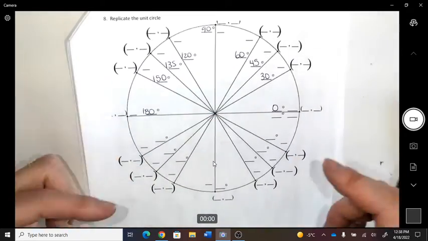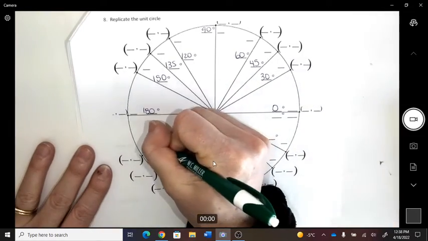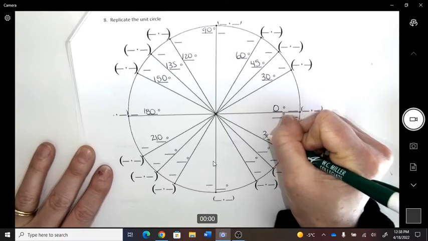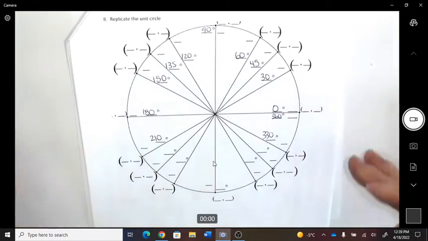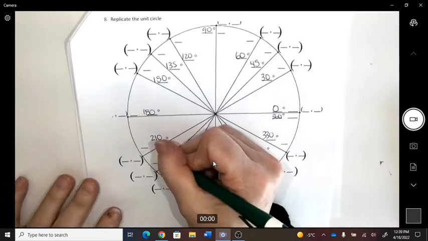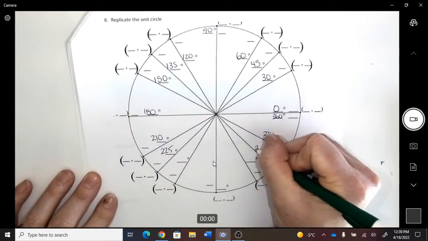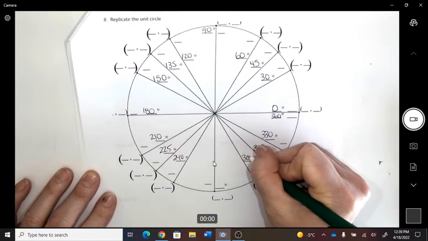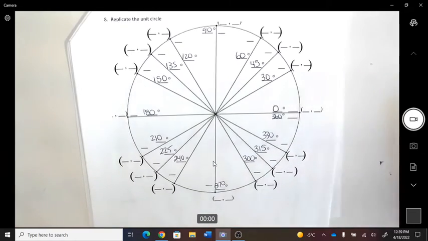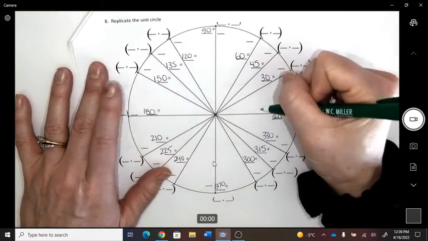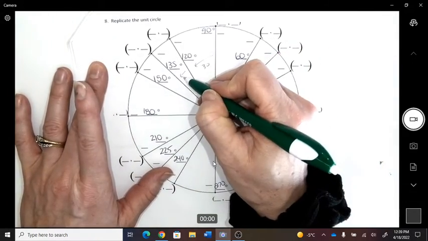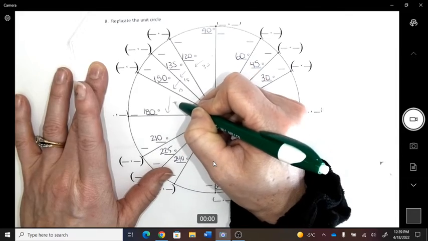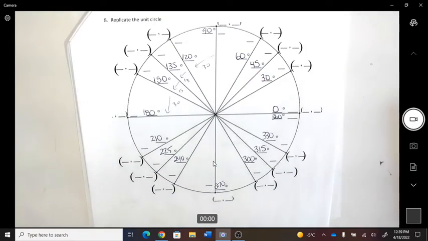Okay, or you could do them all separately. You could say, what are all the 30s? So like this is 210, and this is 330. Okay, what are all the 45s? And what are all the 60s? Okay, I don't care how you put them on there, but as long as you know what you're doing. You can think that these go in 30, 15, 15, 30. I don't know if that helps anybody, like that method.